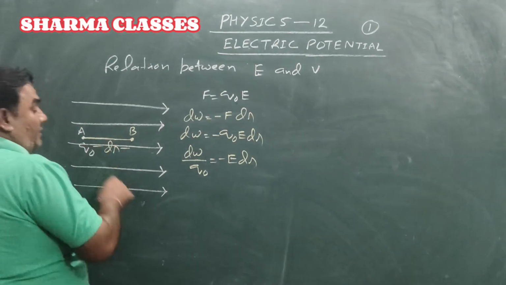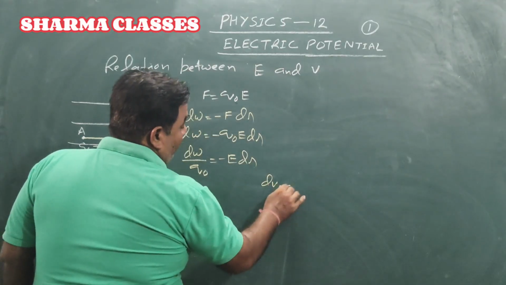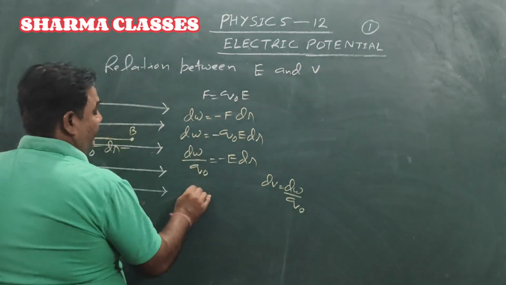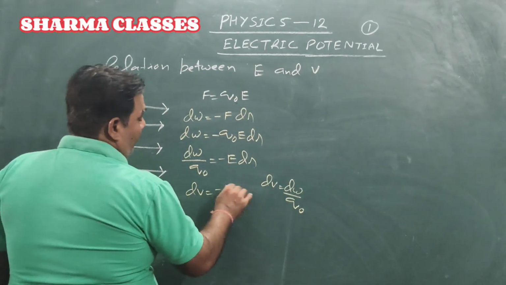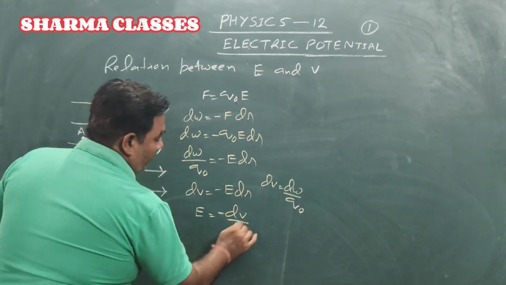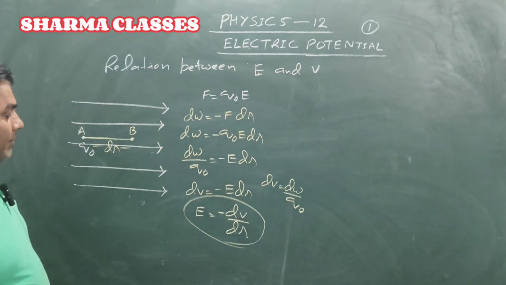If the electric potential difference is dV, then dV is equal to dW upon Q naught. So we can take dV is equal to minus E into dr. So the value of E is equal to minus dV upon dr. This is the relation between intensity of electric field and electric potential difference.